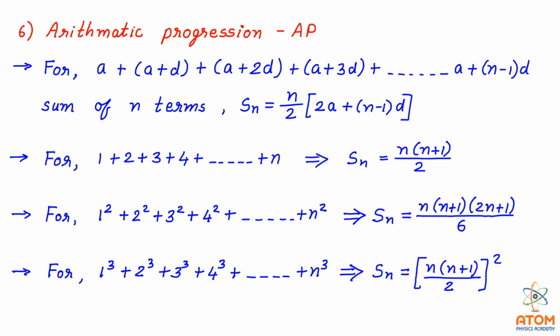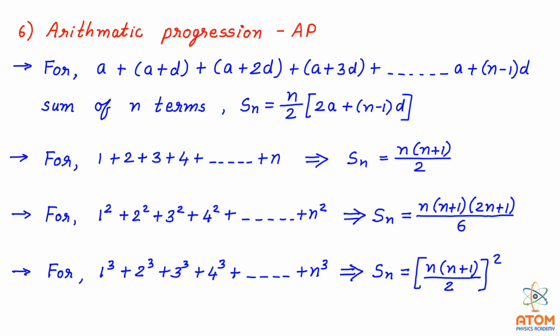Now, sixth is arithmetic progression, shortly named as AP. This is also one magical tool required for solving problems of physics. This is for a plus d plus a plus 2d plus a plus 3d and so on, a plus n minus 1 d. The sum of these terms can be written as Sn is equal to n by 2 into bracket 2a plus n minus 1 into d.